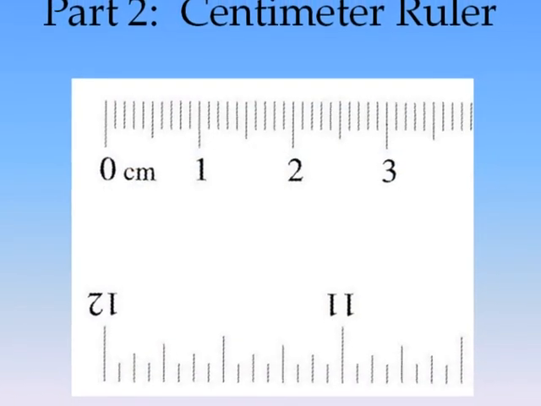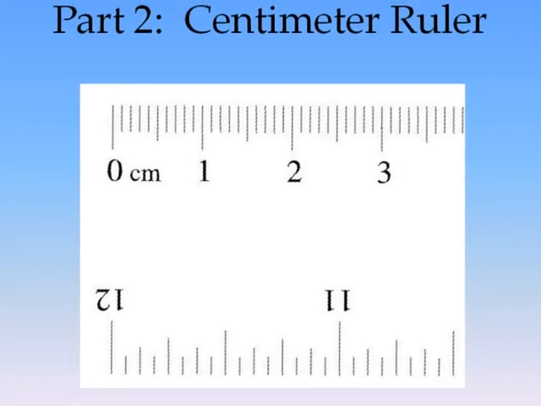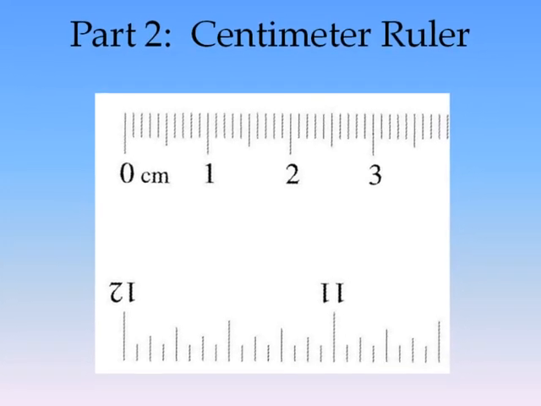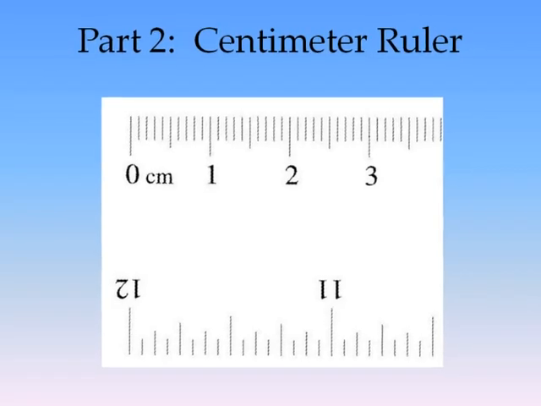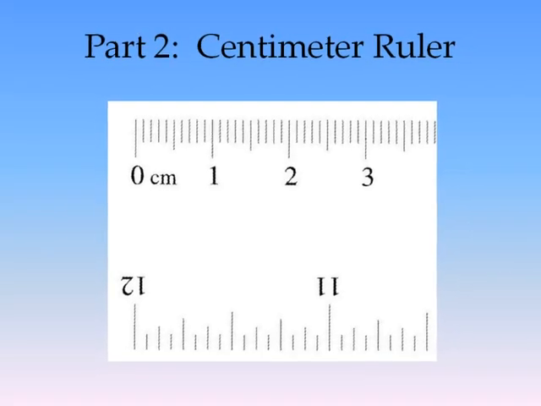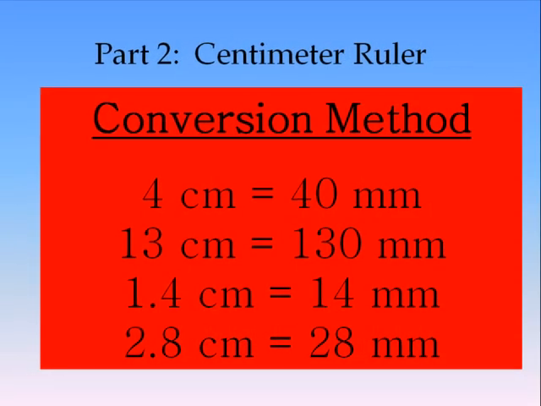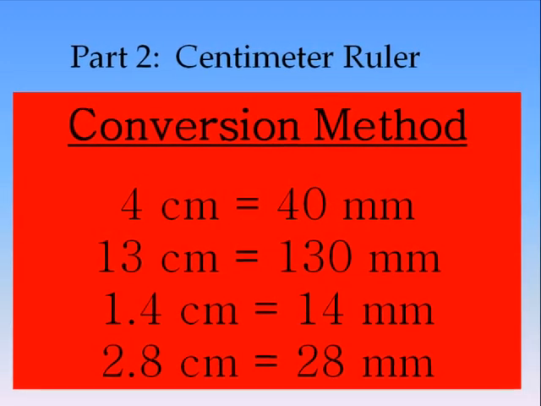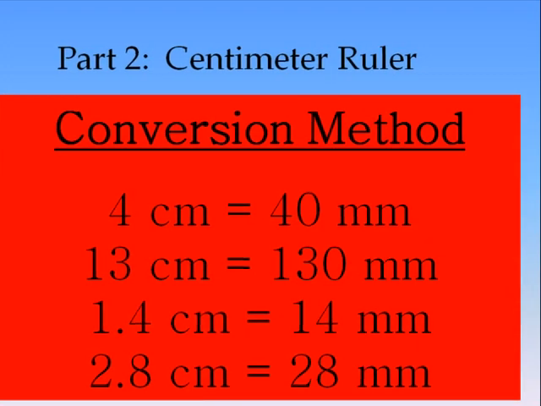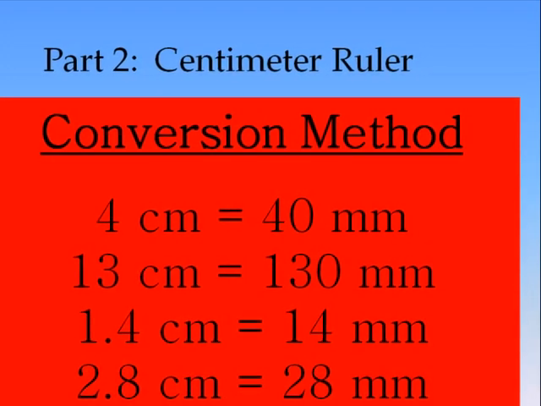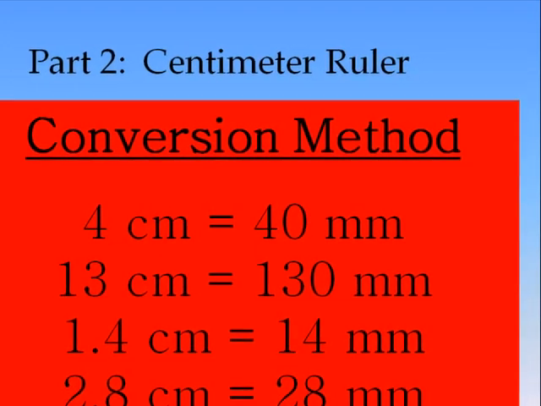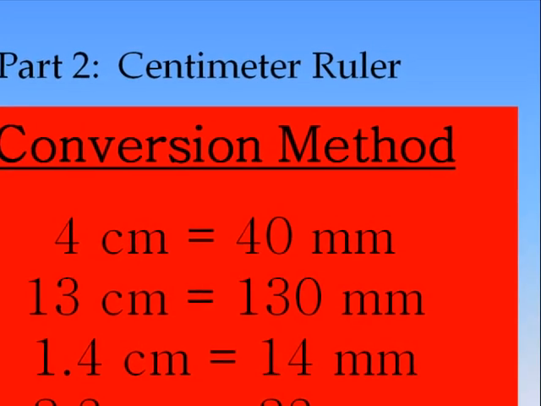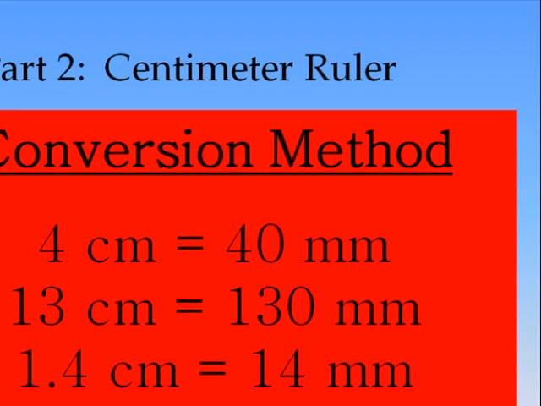Now, for the other part of today's assignment, we're going to be using the other side of the ruler, the centimeter side. As you can see, it's pretty much just like the inch side, except it's a little bit smaller. Now, you will be asked to convert it from centimeters to millimeters. A very simple rule to follow: measure it in centimeters and multiply it by 10. As you can see from the conversion method over here, every single centimeter answer has been multiplied by 10 to get the amount of millimeters.